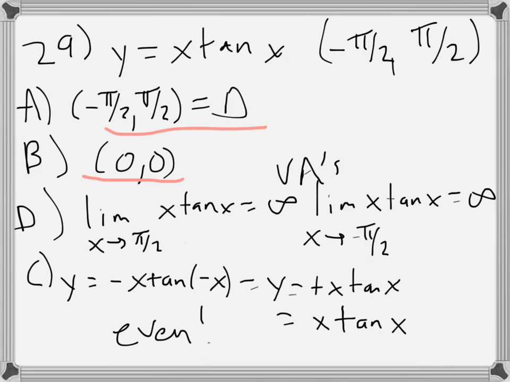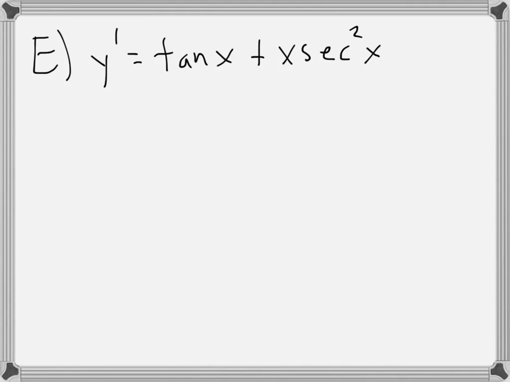Okay, so now we're ready to do our sign chart and all that. So let's go to E. So I need to take the derivative, which is, I'm going to use the product rule, so I get tan x plus x secant squared x. And so I need to know where that's undefined, but it's not undefined from minus pi over 2 to pi over 2. All in that region is defined. So I just need to set it equal to 0.